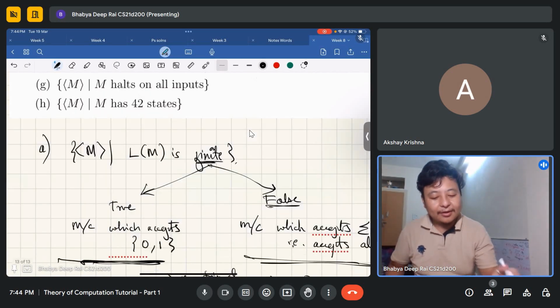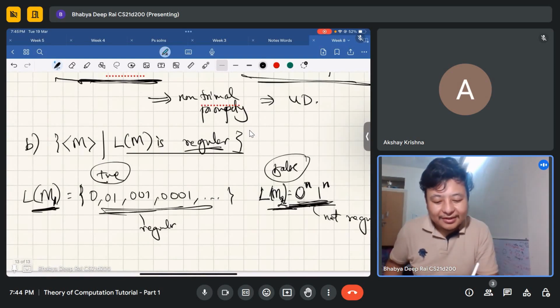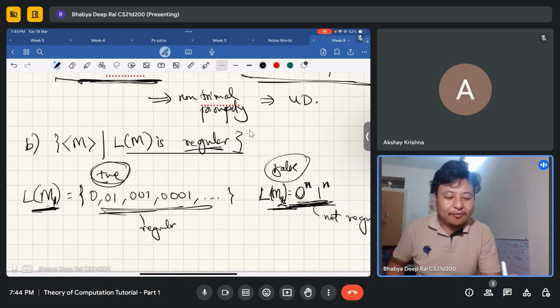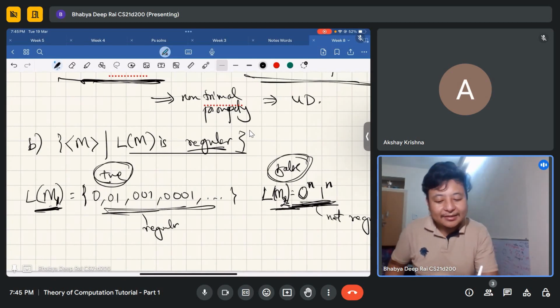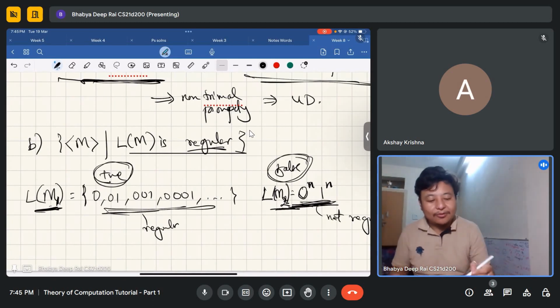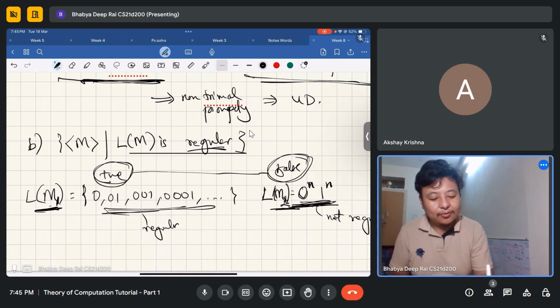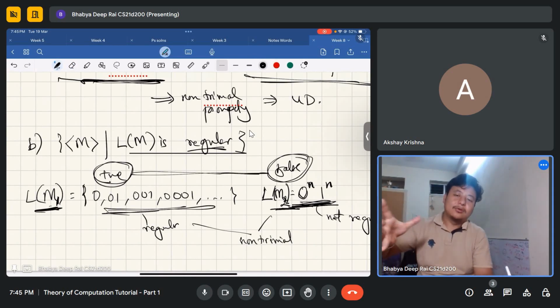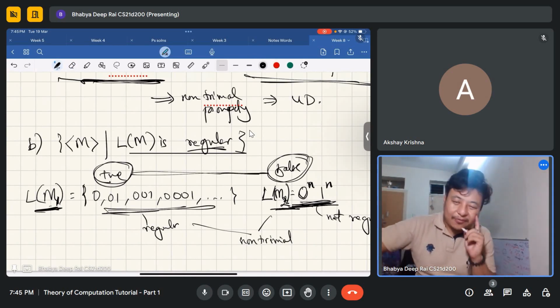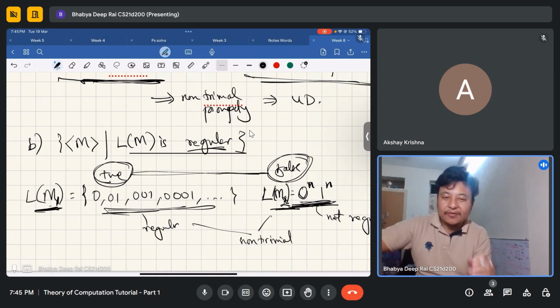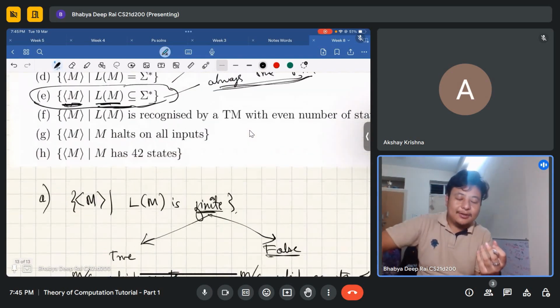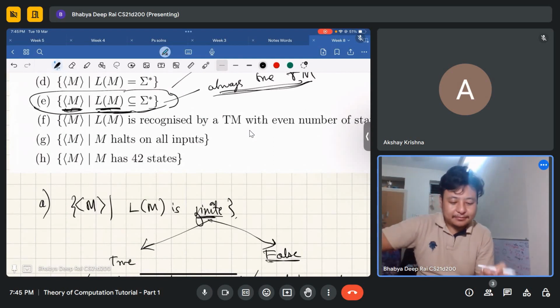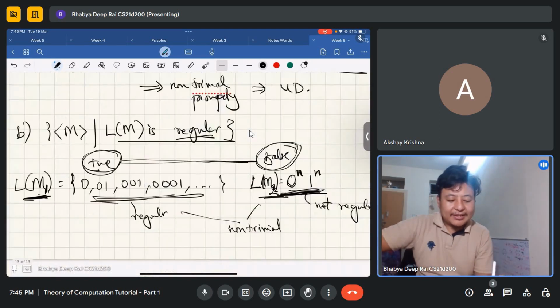But look here. Here it is not true for all machines, clearly, because for one machine I'm getting true and for another I'm getting false. Such properties I'm going to call non-trivial properties. Trivial means for all it is true, or for all it is false. But if I give you a machine for which it is true and one for which it is false, then it is non-trivial. And if it is non-trivial, then by Rice's theorem it is undecidable.